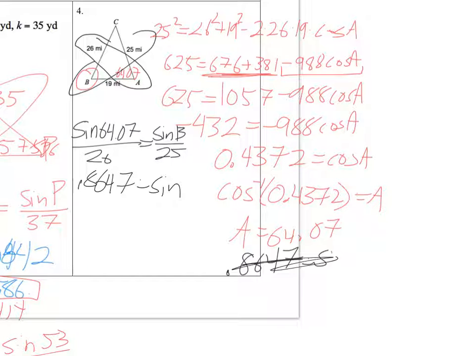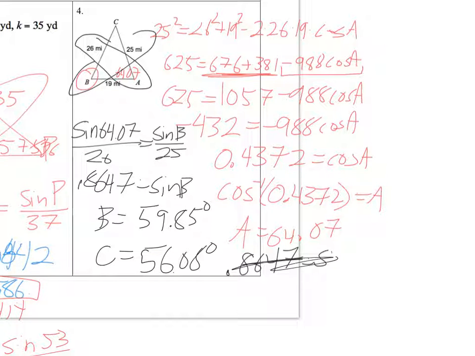If I do the arc sine of that, putting some parentheses around it, we get B is equal to 59.85. And finally, if we do 180 minus 59.85 minus 64.07, we get our final answer of C is equal to 56.08 degrees. Whew! And we are finished. Say bye, everybody. Bye.